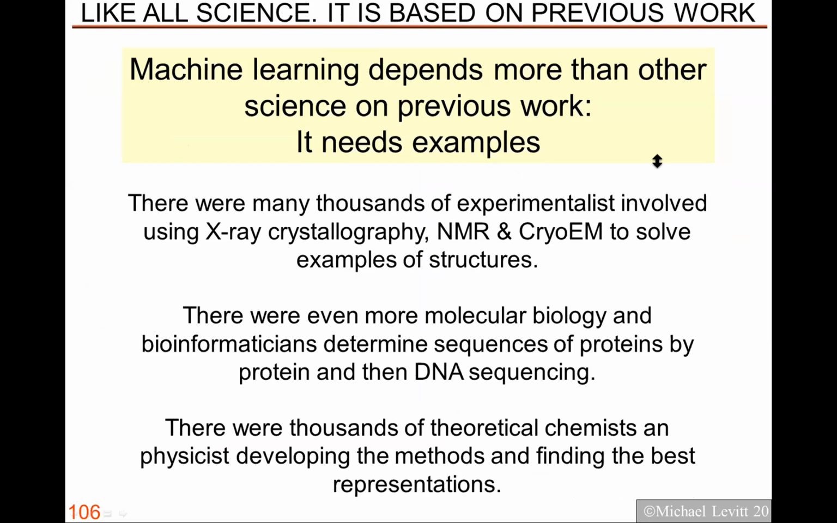So basically, like all science, DeepMind is based on previous work, but machine learning depends more than other science on previous work because it actually needs examples. So there were many thousands of experimentalists involved using X-ray crystallography, NMR, and cryo-EM to solve examples of structures. There were even more molecular biologists and bioinformaticians determining sequences of proteins by either the old-fashioned protein sequencing before 1985 and then DNA sequencing. And there were thousands of theoretical chemists and physicists developing the methods and finding the best representations. Now, DeepMind totally acknowledges the fact that they use all this information, and that's fine. They're doing exactly the right thing.